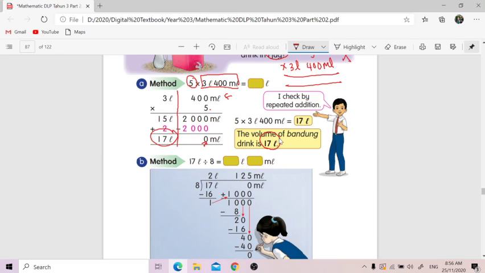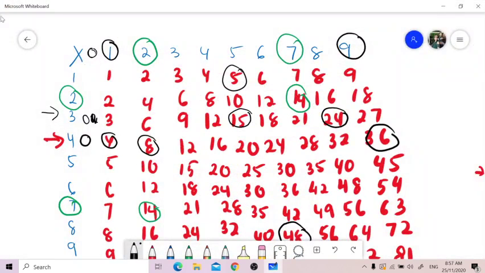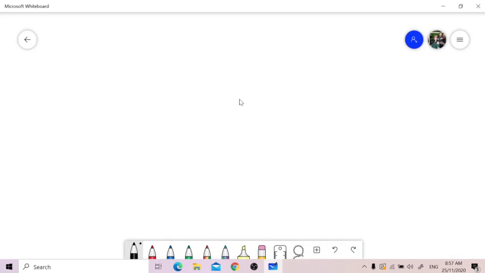Okay. So here I want to explain ya, walaupun murid tu dah buat dekat sana, let me show you how to do it. Okay, tadi kita dah dapat 17 liter, the bandung drink, and then after that dia kata dia nak pour into 8 jugs. So kita divide because after that dia minta each. So this is how we do. If we want to have 1 jug, okay, kita kena buat division.